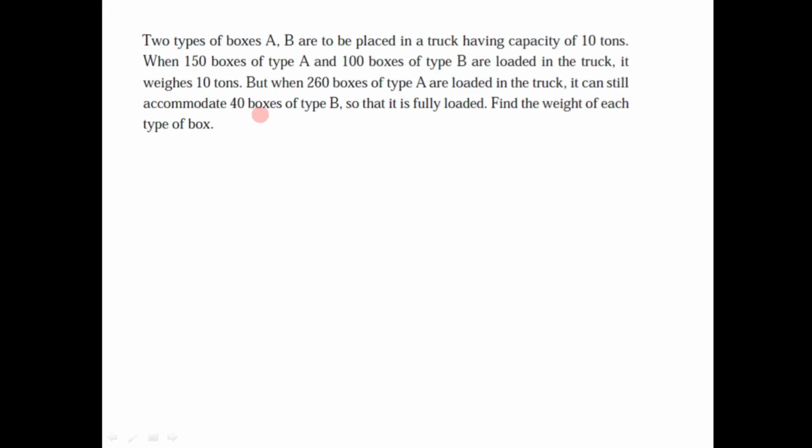Find the weight of each type of boxes. So for this problem, there is one truck given which has a capacity of 10 tons. There are two types of boxes, boxes of type A and boxes of type B. So we have to use two variables for two types of boxes. So let the weight of one box of type A be x kilogram and the weight of one box of type B be y kilogram.